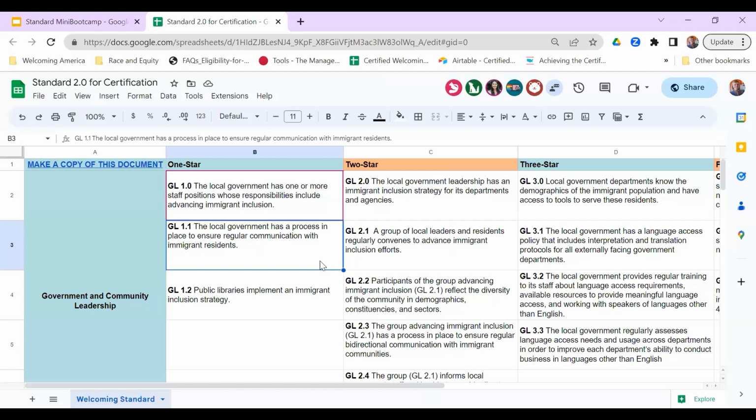And then we have an immigrant inclusion strategy. I want to note, immigrant inclusion strategy is rather broad. It doesn't necessarily mean a concrete plan, but really thinking about how the library is supporting this work, what types of activities they are doing, and what type of intentionality they have in thinking about the immigrant community as well.